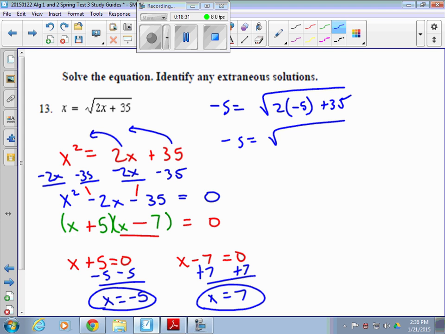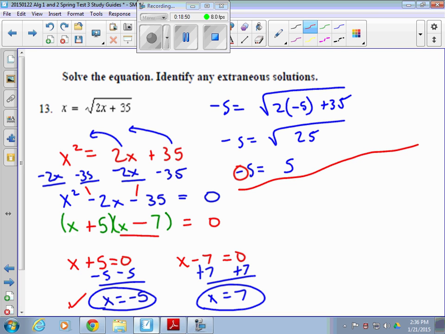So negative 5 equals the square root. 2 times negative 5 is negative 10, and 35 minus 10 is going to be the square root of 25. So this says negative 5 equals the square root of 25, which is 5, but we also know that the square root of 25 is also negative 5. So that one checks out.